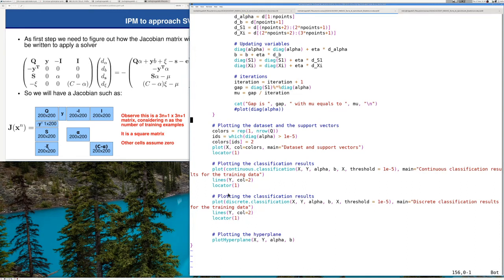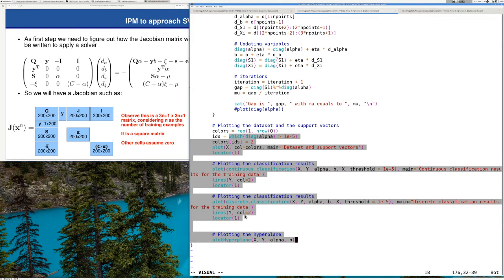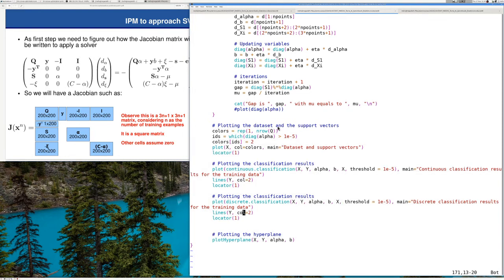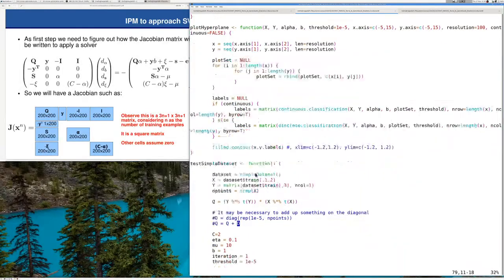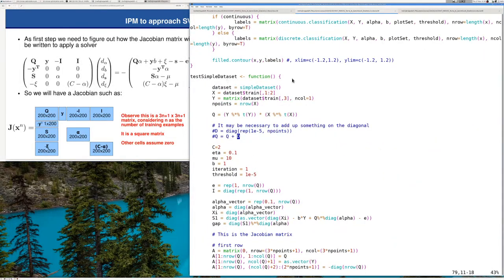Yeah, I'm not good with those plots, guys. I wrote some functions here to plot. You can verify later. They are on top of this. That's all my thing. Okay. It's not my lane. Test simple data set.